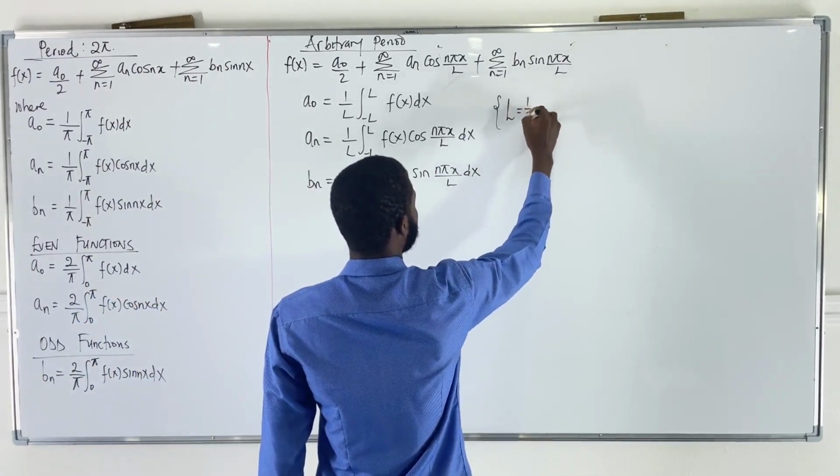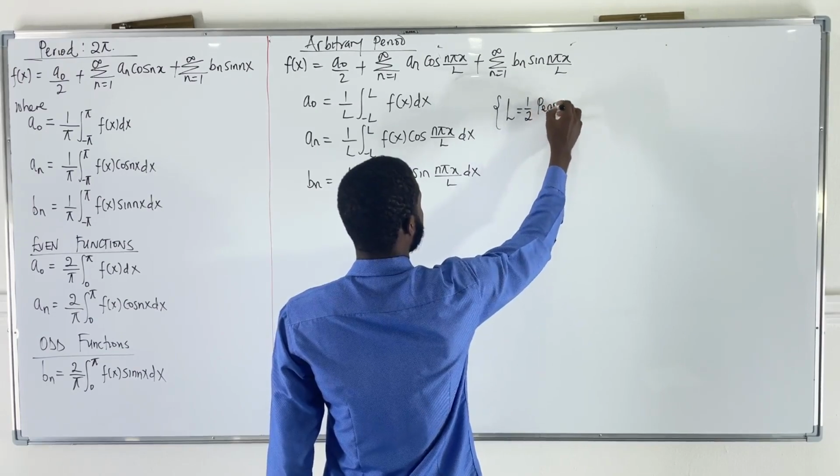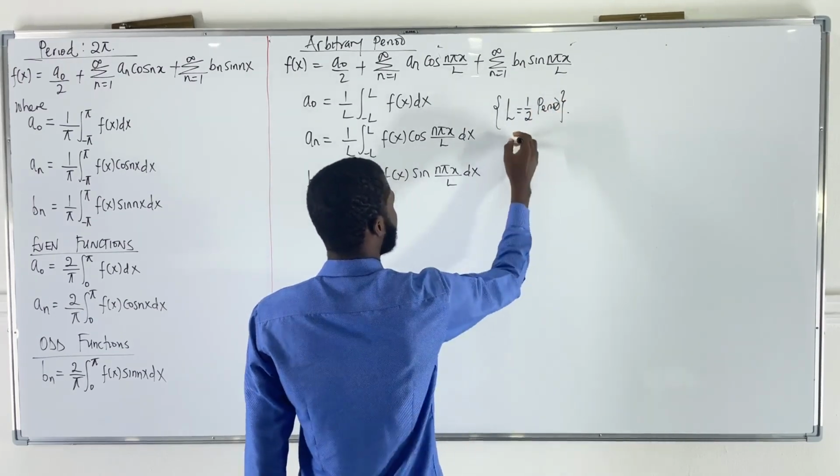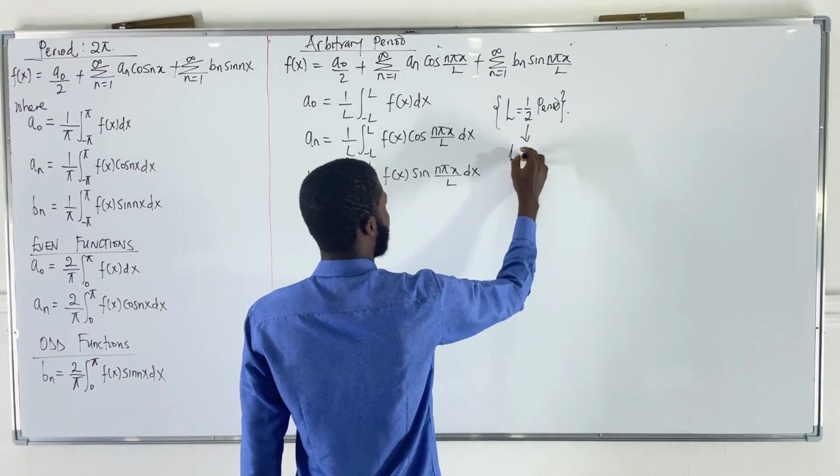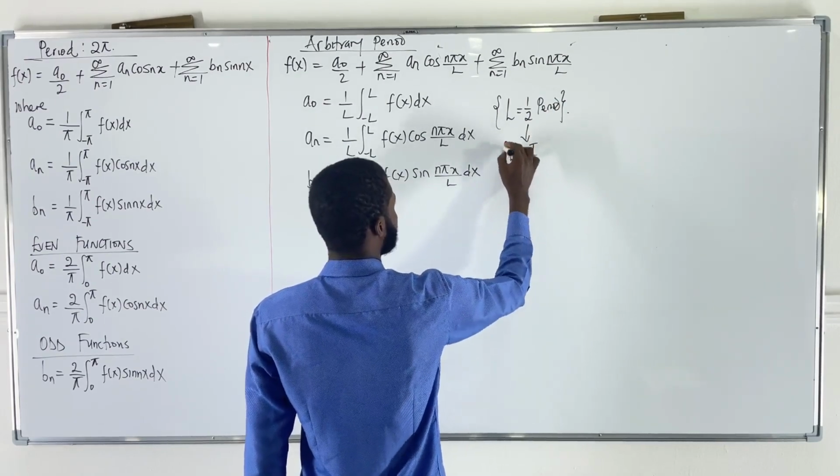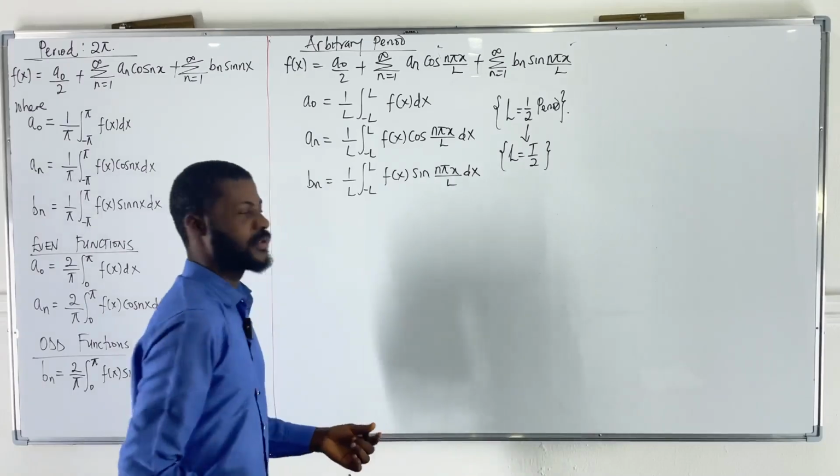L is half the period. So this means that L is T over 2. That's the meaning. So L is T over 2.